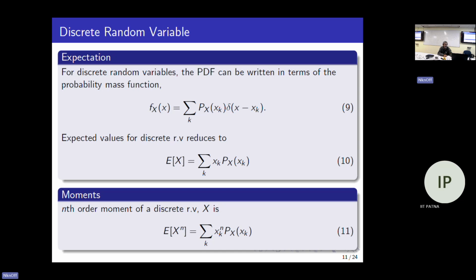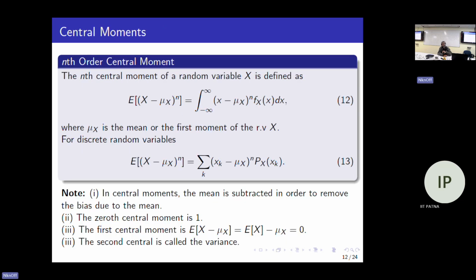And what about the moment? The moment is the summation of x to the power n pX(xk). It is the nth order moment, right? The zeroth order moment is 1, the first order moment is the mean, the second order moment is the variance. It depends; the central moments also come in. We'll come to that.